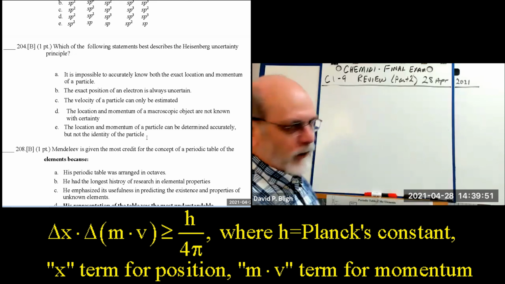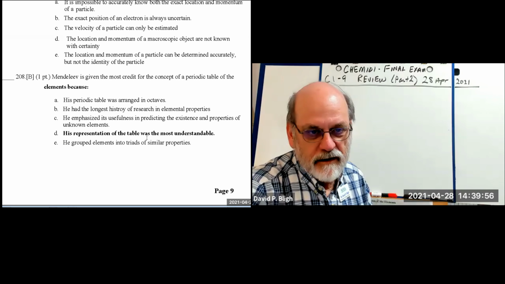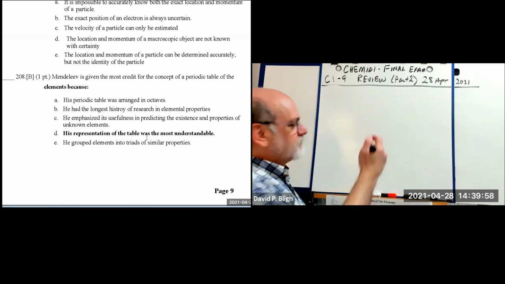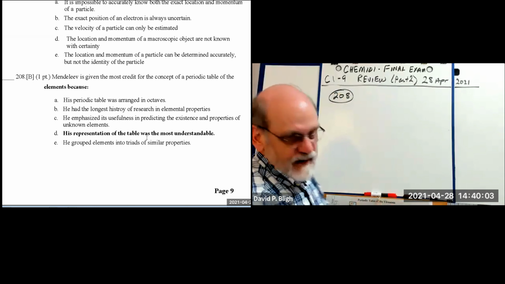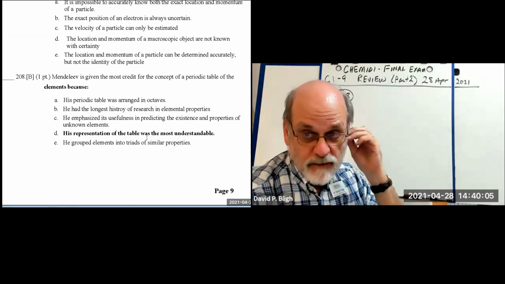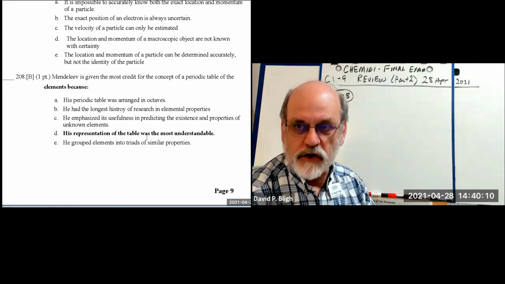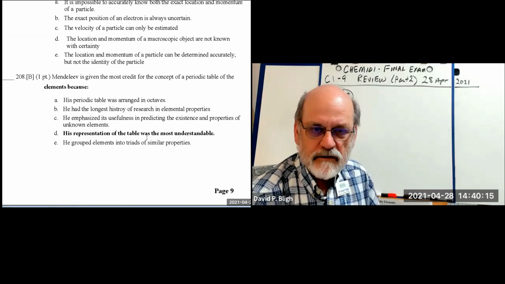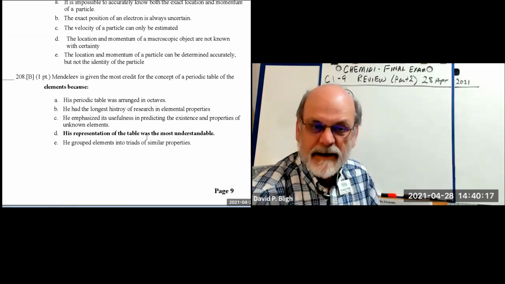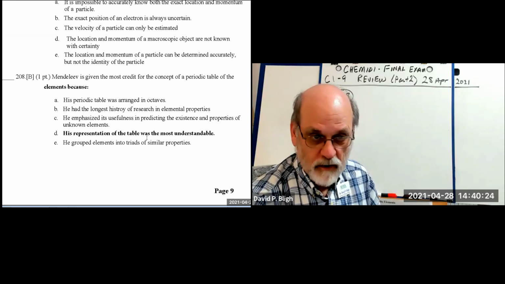Okay, that was 204. Oops, went too far. 208. Okay, Mendeleev. Remember Mendeleev? The first really useful periodic table. He's given most of the credit for the development of the periodic table because, well, let's see, what are our choices?